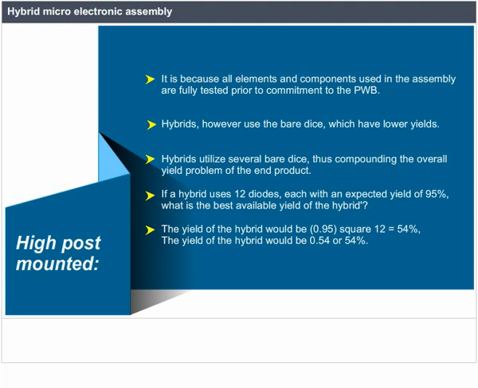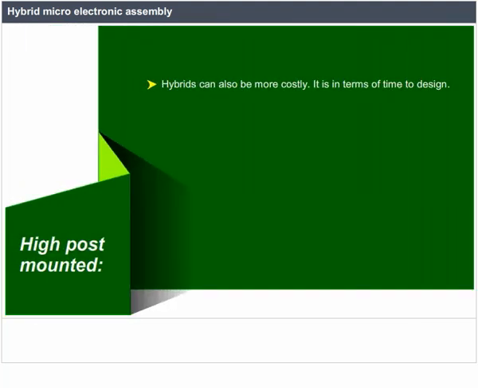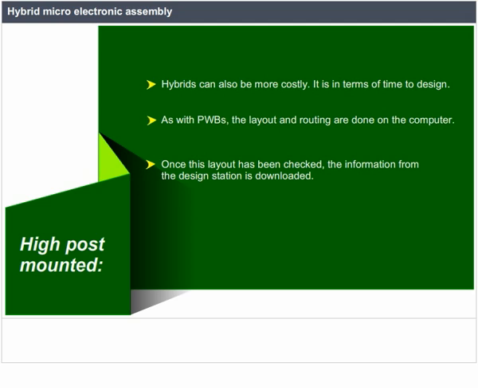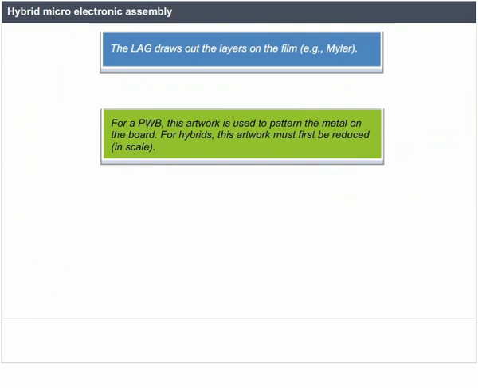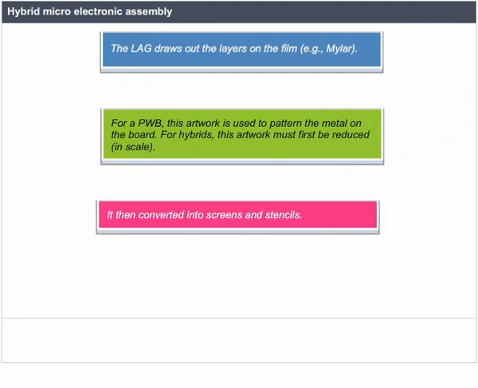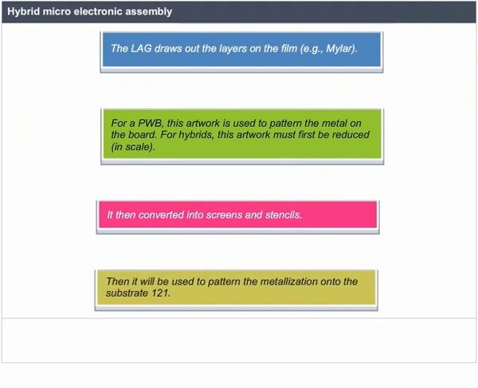Hybrids can also be more costly in terms of time to design. As with PWBs, the layout and routing are done on the computer. Once this layout has been checked, the information from the design station is downloaded. It will be loaded into a laser artwork generator. The LAG draws out the layers on film, for example, Mylar. For a PWB, this artwork is used to pattern the metal on the board. For hybrids, this artwork must first be reduced in scale. It is then converted into screens and stencils. Then it will be used to pattern the metallization onto the substrate one to one.